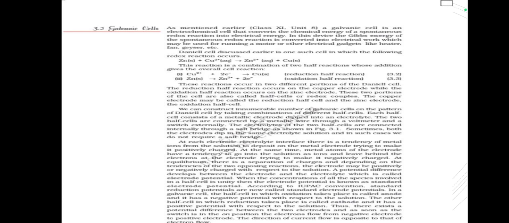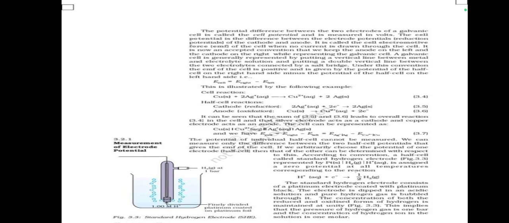The direction of current flow is opposite to that of electron flow. The potential difference between the two electrodes of a galvanic cell is called the cell potential, and is measured in volts. The cell potential is the difference between the electrode potential (reduction potential) of the cathode and anode. It is called the cell electromotive force of the cell when no current is drawn through the cell.